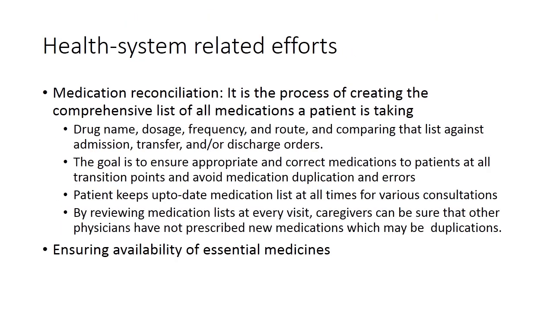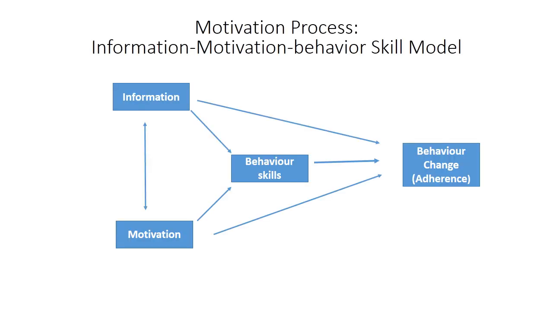Now, system-related efforts can also be made. For example, in hospitals which are accredited, medication reconciliation is done to ensure that patients are not taking duplicate or excessive medications, and to ensure that essential medicines are available and supplied to patients. Now, part C of this presentation is motivation: how a student can motivate the patient.